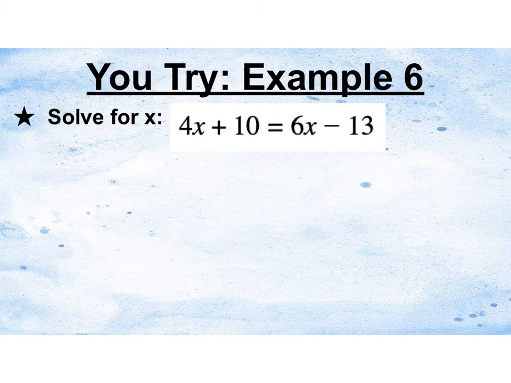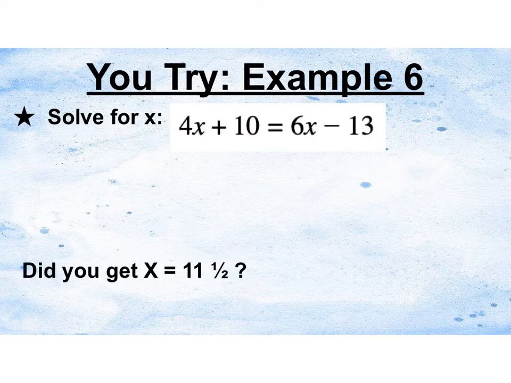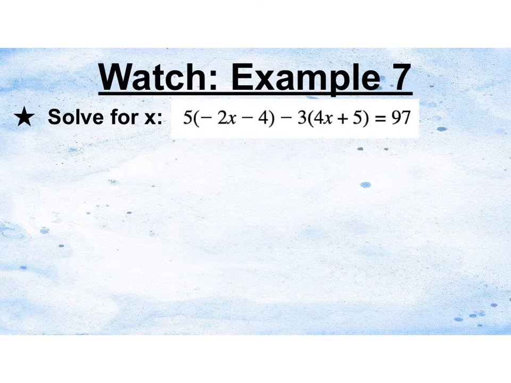Try this example on your own. You should have gotten 11.5. Not all of our answers are going to be integers. Decimals and fractions will be fine. Here in example 7, we see a lot of parentheses. I noticed some subtraction signs and negative signs, so we'll have to be careful with that.